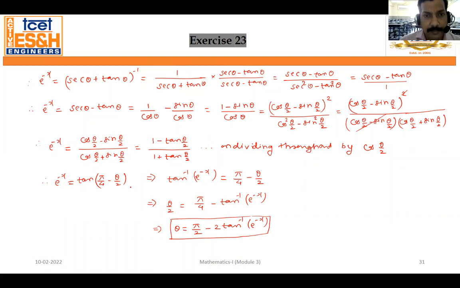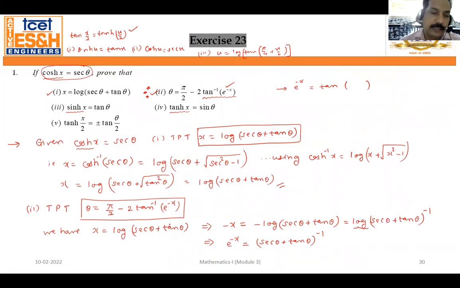इसके लिए मुझे मिला tan of pi by 4 minus theta by 2. Fine. This implies tan inverse of e raised to minus x is equal to pi by 4 minus theta by 2. That means theta by 2 is equal to pi by 4 minus tan inverse e raised to minus x. It means theta is equal to 2 times pi by 4, that is pi by 2, minus 2 times tan inverse of e raised to minus x. So theta is equal to pi by 2 minus 2 tan inverse of e raised to minus x. This is what we wanted to prove.